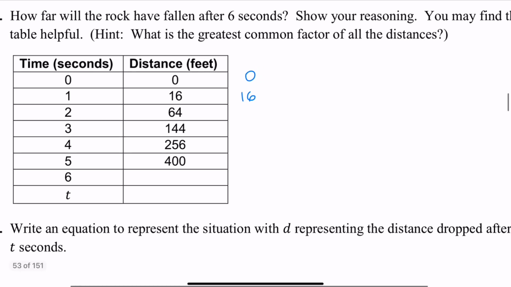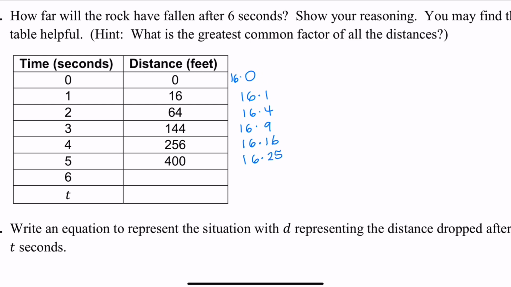16 goes into 64 4 times. So 16 times 4 is here. Here we have 16 times 1. Here we have 16 times 0. 144 is 16 times 9. And 256 is 16 times 16. And 400 is 16 times 25.